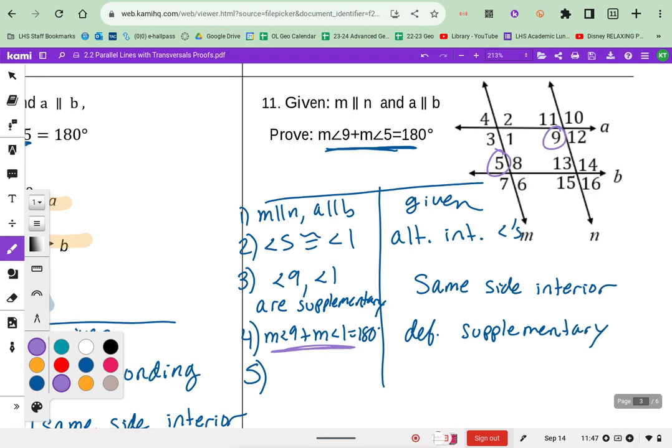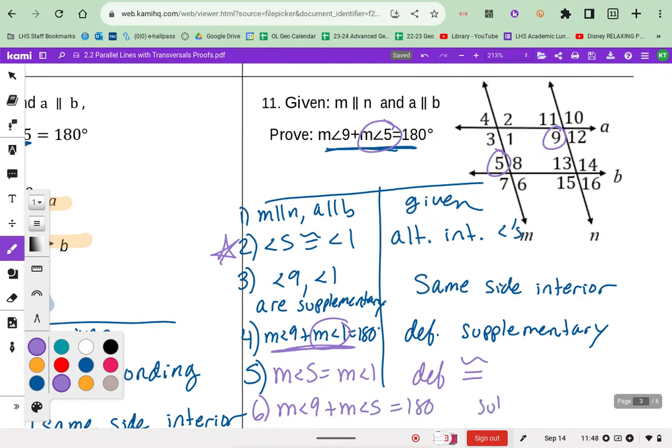Okay. So the thing that's different is that the proof has angle 5 and this one has angle 1. But that's okay because they're already congruent. But I can't swap them in and out yet because step 2 is congruent and step 4 is equal signs. So I'm going to convert step 2 to equal signs and say the measure of angle 5 equals the measure of angle 1 by the definition of congruent. And then my last step is to sub it in and say the measure of angle 9 plus the measure of angle 5 equals 180 by substitution.